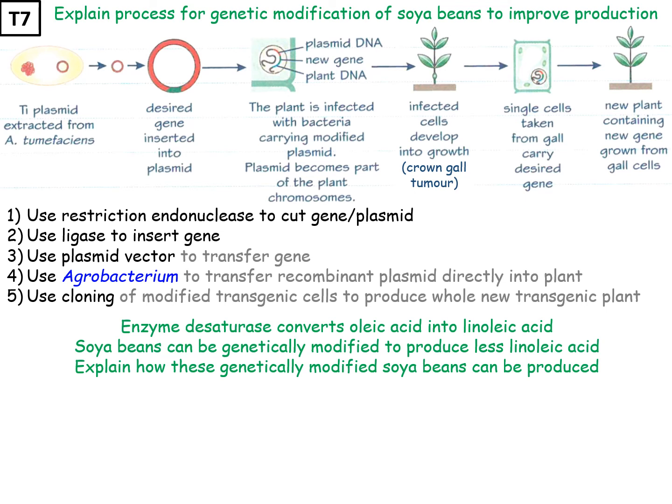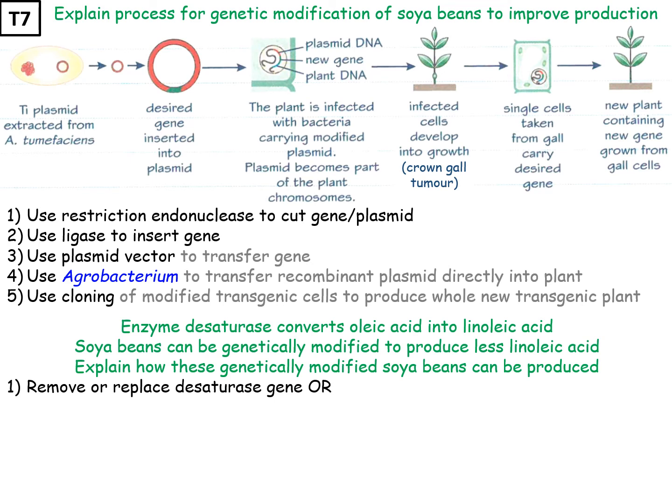Enzyme desaturase converts oleic acid into linoleic acid. Soybeans can be genetically modified to produce less linoleic acid. Explain how these genetically modified soybeans can be produced. So in this case, we want more oleic acid instead of linoleic acid. So we want to get rid of the enzyme desaturase.